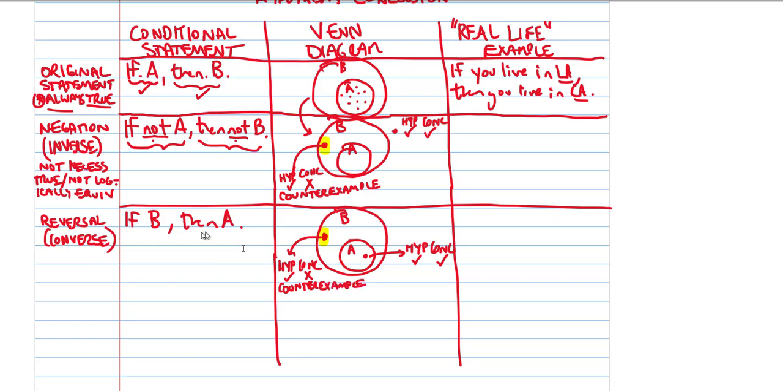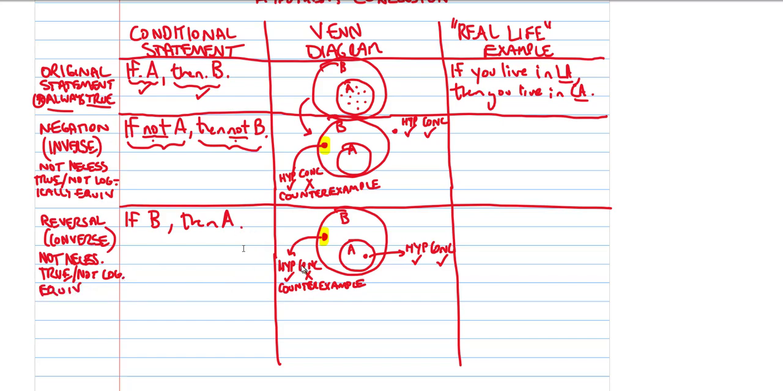to our reversal here. And remember what we set up here. If a counterexample exists, then the statement is not necessarily true. It is not necessarily true that, so we're going to write not necessarily true, not logically equivalent to the original statement.